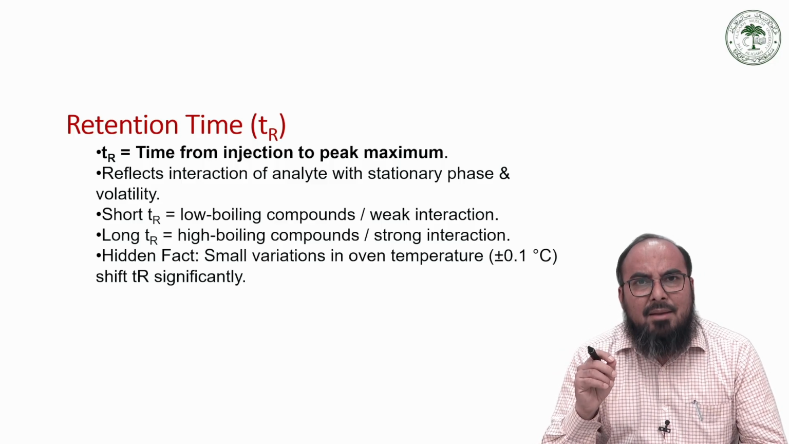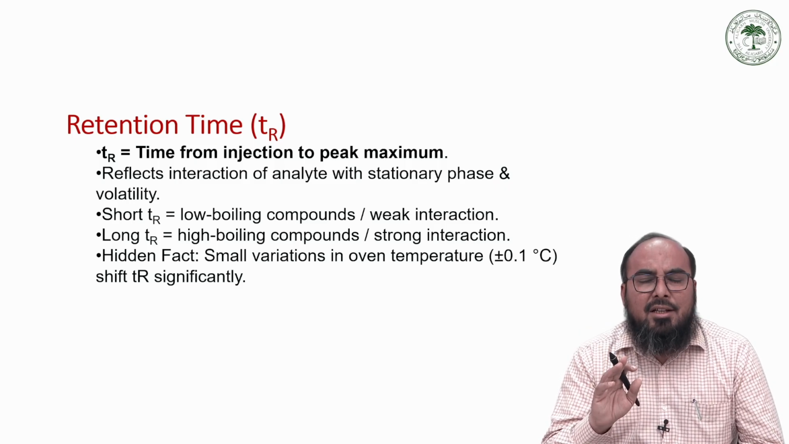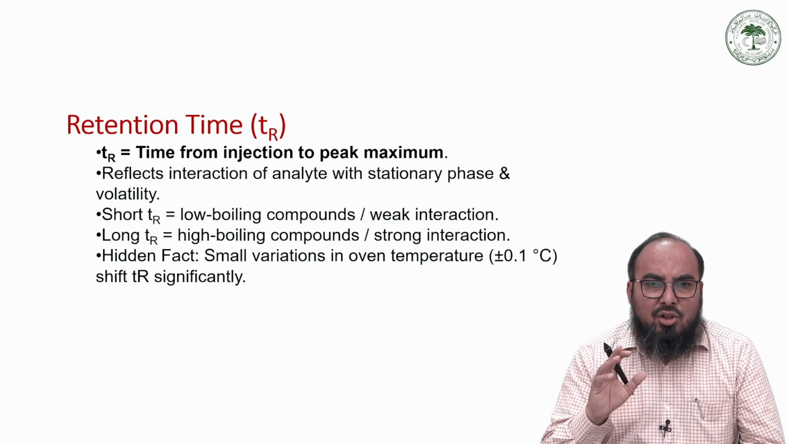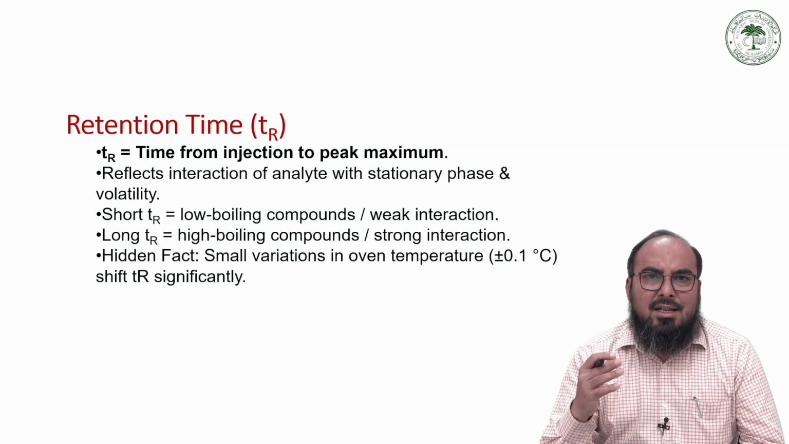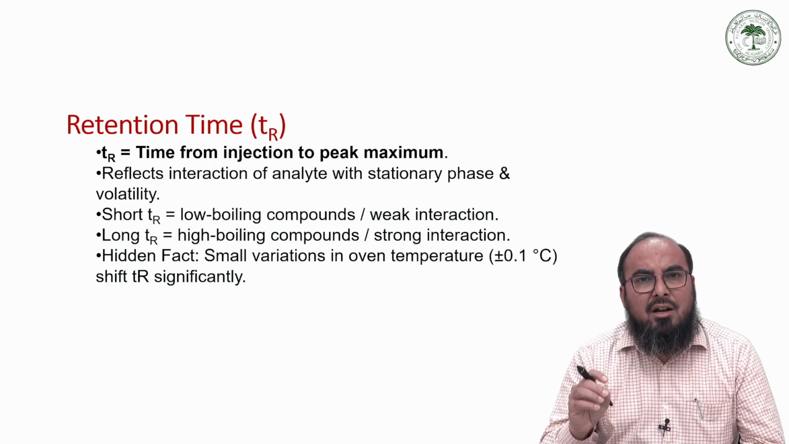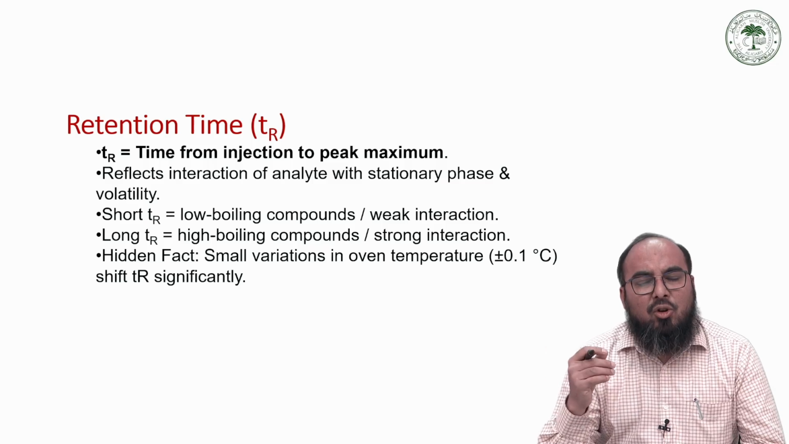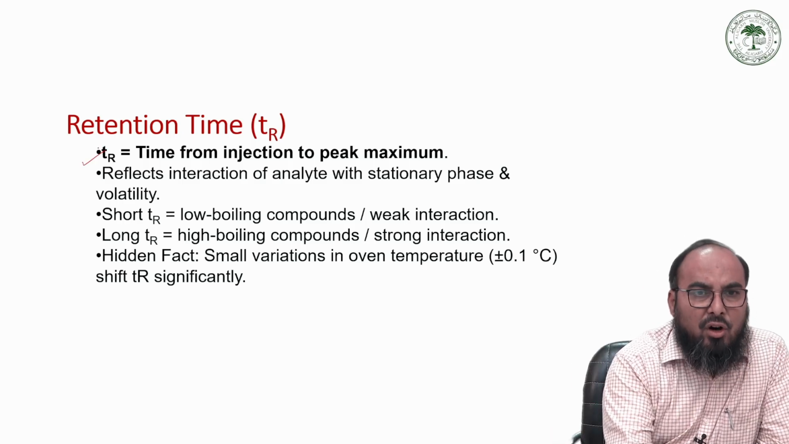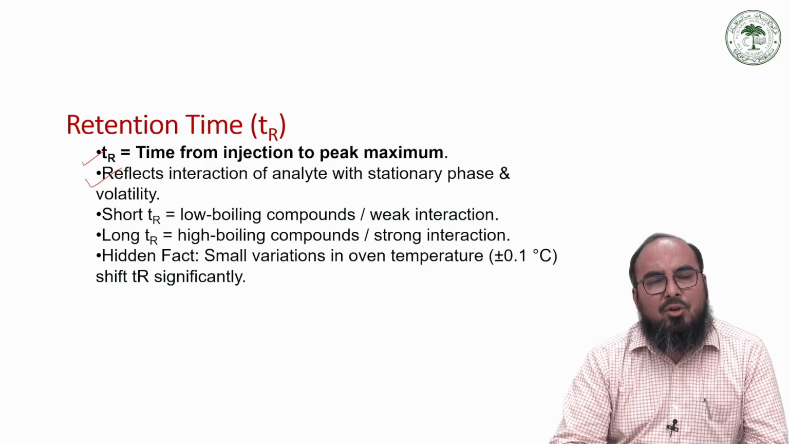Retention time tells you about the interaction of the analyte with the stationary phase, and it also relates to volatility. In GC we have seen that your stationary phase should be much less volatile as compared to your analyte, as compared to your sample mixture. Similarly, your stationary phase should have a boiling point 100 degrees higher than the maximum boiling point of any of the components. So you have to look for retention time because it reflects the stability.